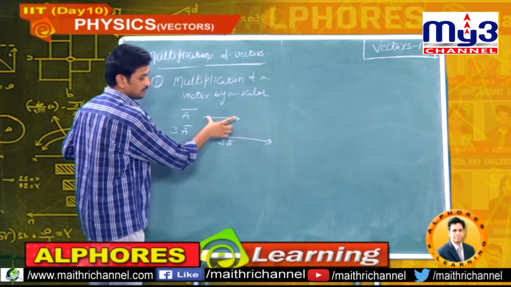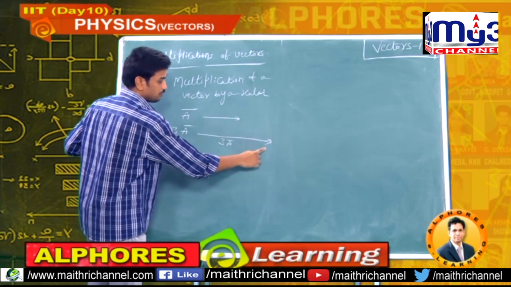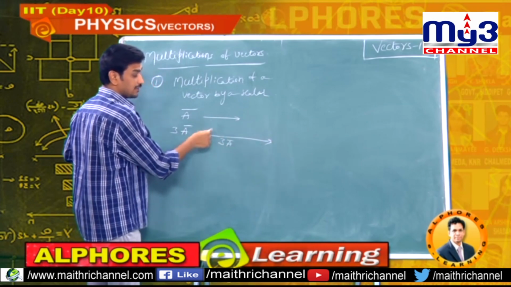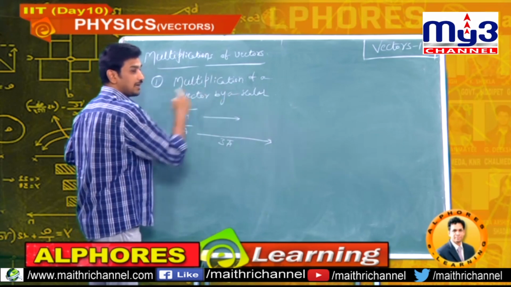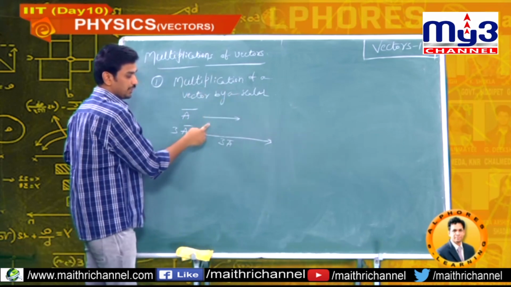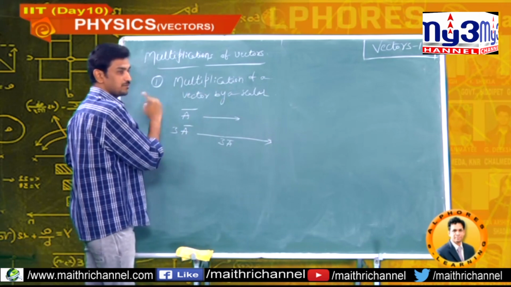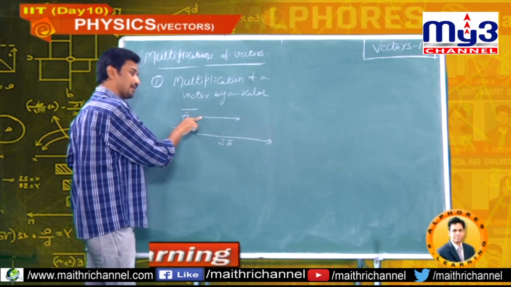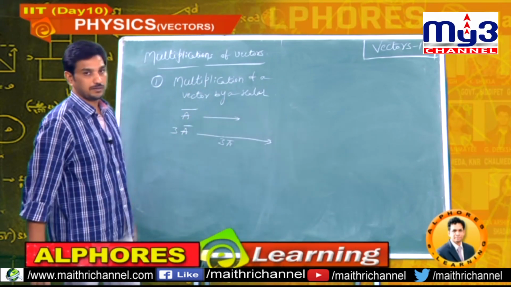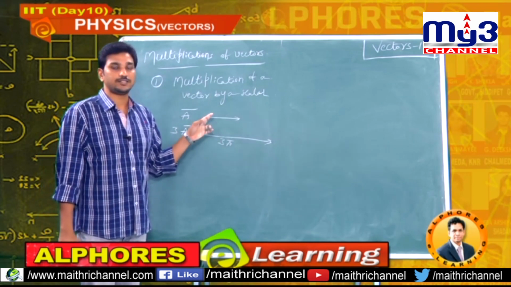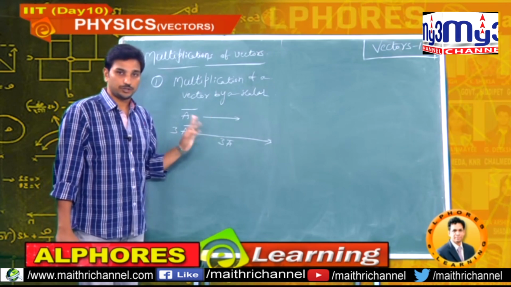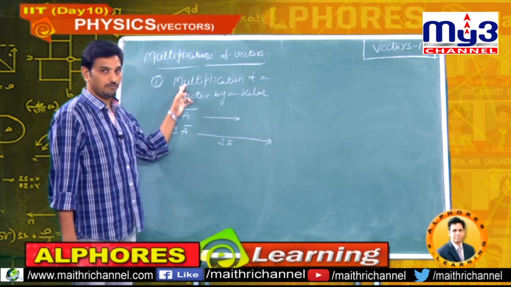This is the a bar length, and this is the 3 a bar length. Direction is the same, only the length of the vector is going to change. So because of multiplying a vector by a scalar, magnitude will change but the vector will be as it is. Before multiplying it's a vector, after multiplying also it's a vector. So a vector won't change its nature, only its magnitude changes. So this we already solved.